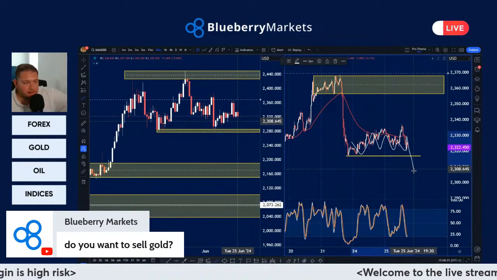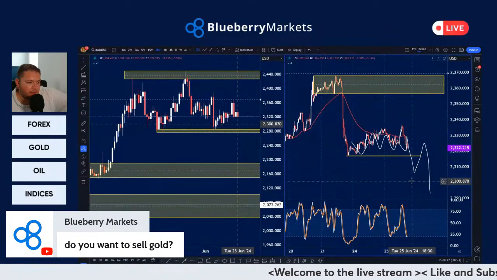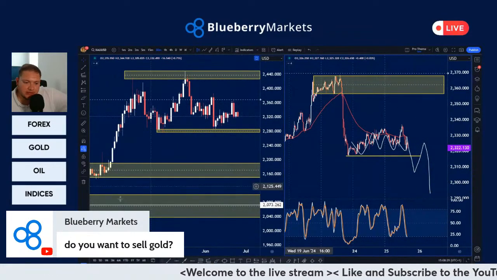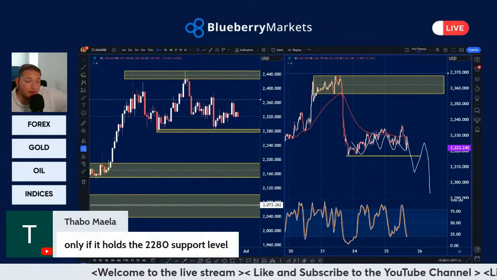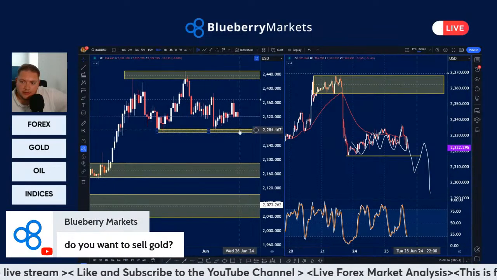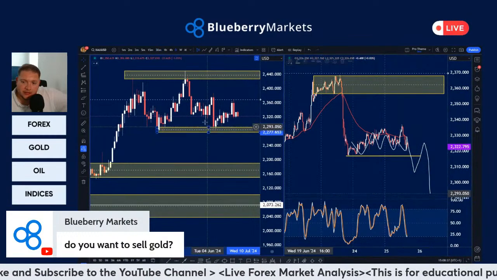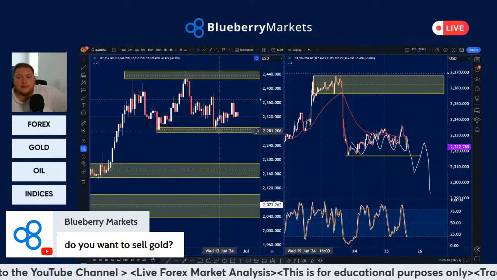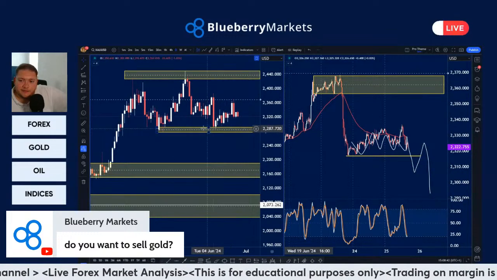And then we break, then I could look for the retest for a short down into these 2280s, where Tabo is looking for a long idea at that point. So 2280 could be a good point to look for longs. Yeah, I don't mind longs from here because it's a low. It's a significant low within the market.